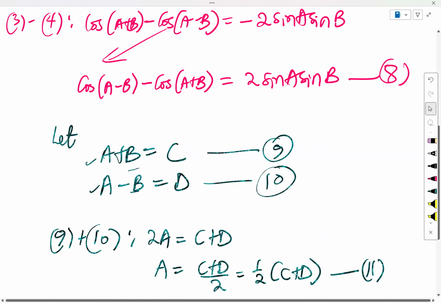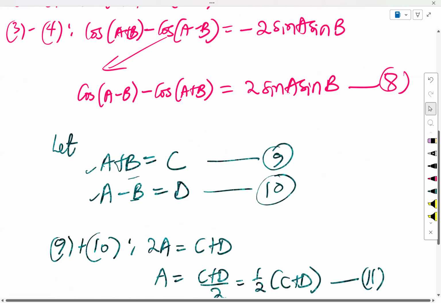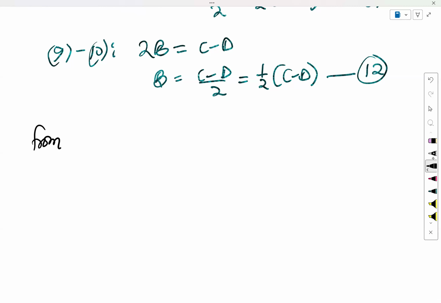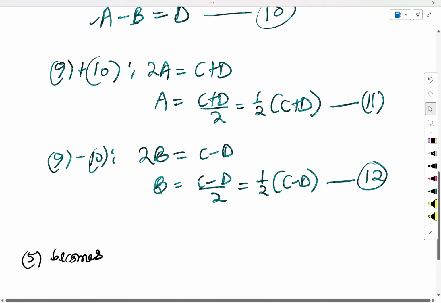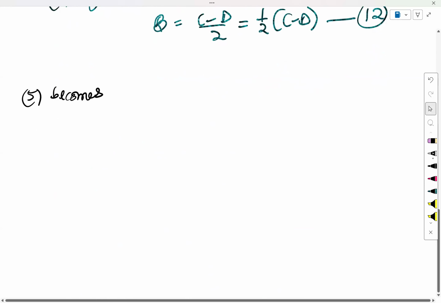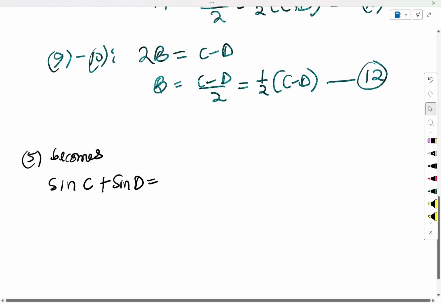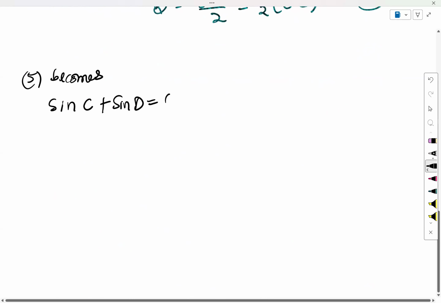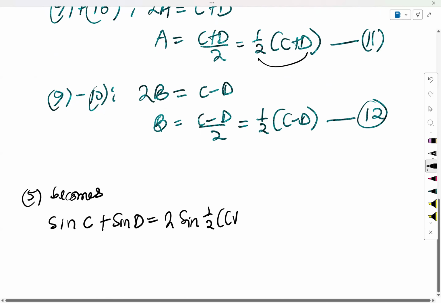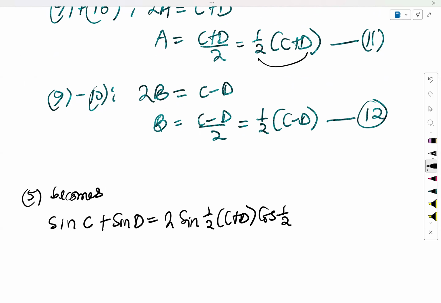From 5, 5 is sine A plus B plus sine A minus B equals 2 sine A cos B, right? So that means we have sine A plus B is now C, plus sine A minus B is now D, and that is equal to 2 sine A cos B. That is 2 sine A. Don't forget, A now is half C plus D. Sine half C plus D, cos B, that's cos half C minus D. Call this equation 13.